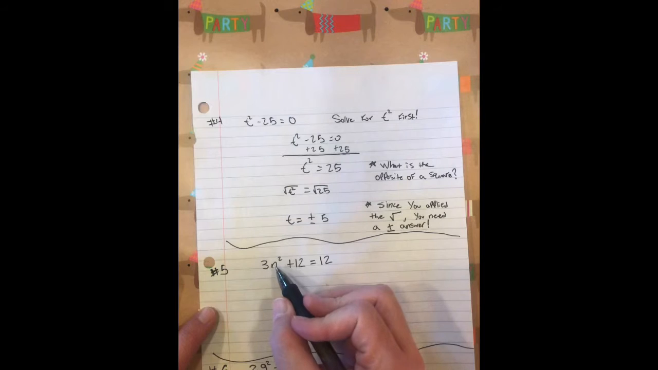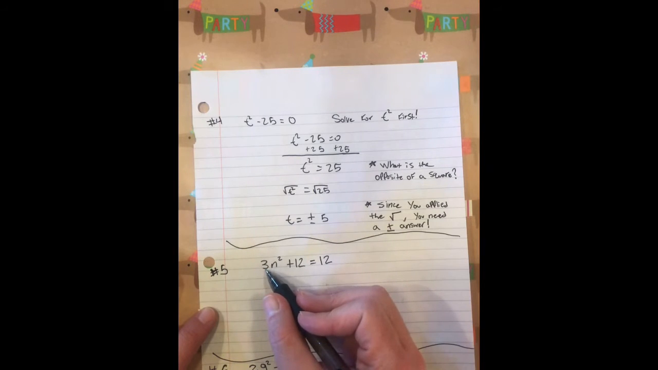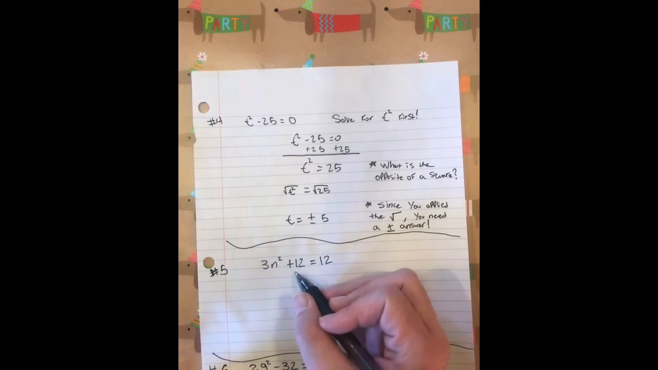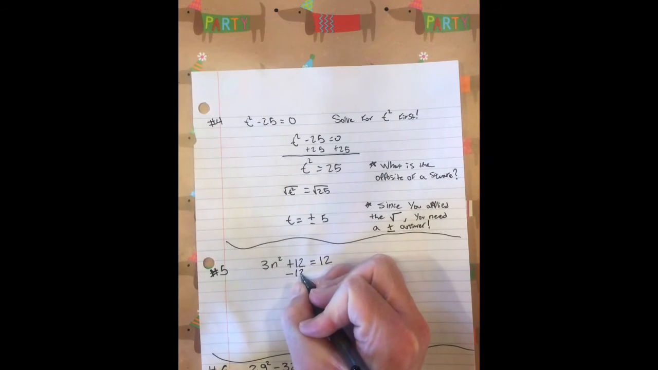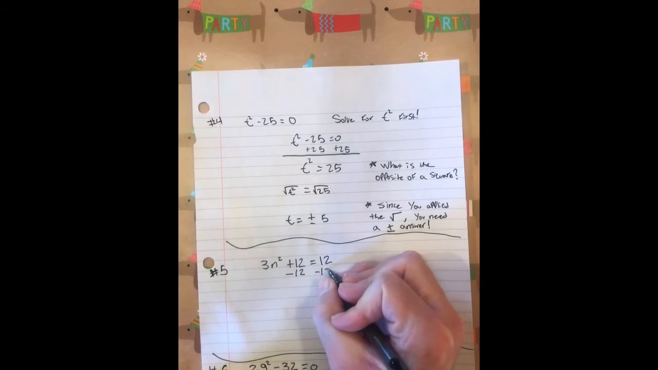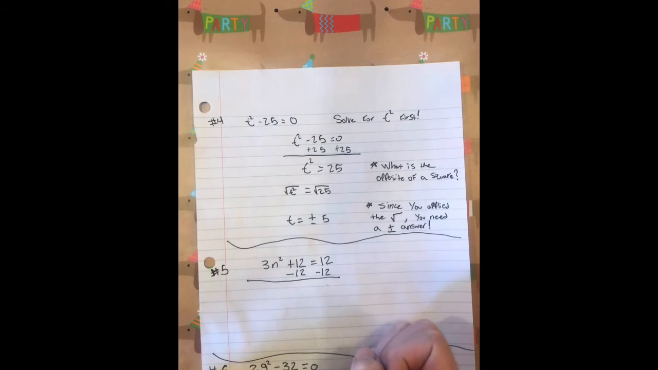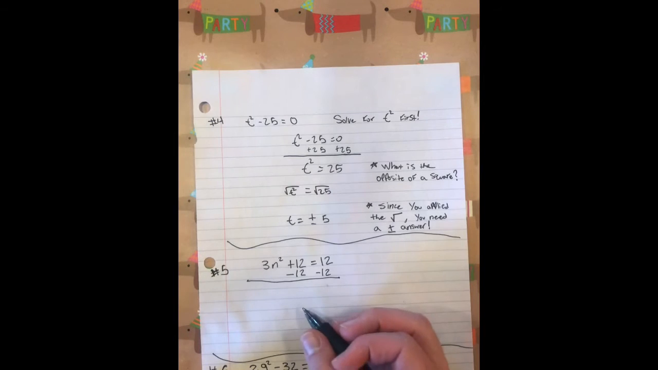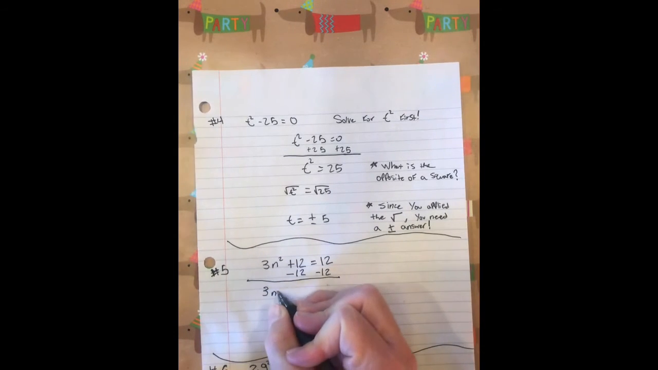So step 1, I need to get n squared by itself. So I need to get rid of this positive 12 and I need to get rid of this 3. So what I'm going to do first is I'm going to get rid of this 12. The opposite of a positive 12 is a negative 12. What I do to one side, I do to the other. Now, what should my next line be? So, I would bring my 3 n squared down.